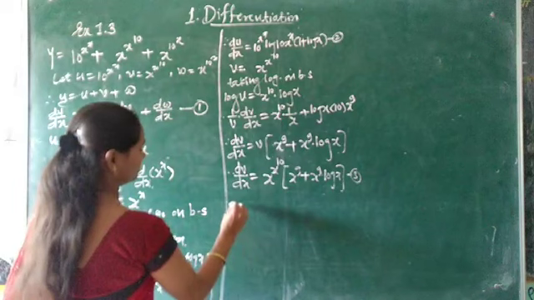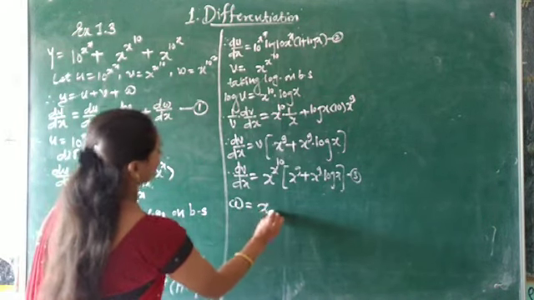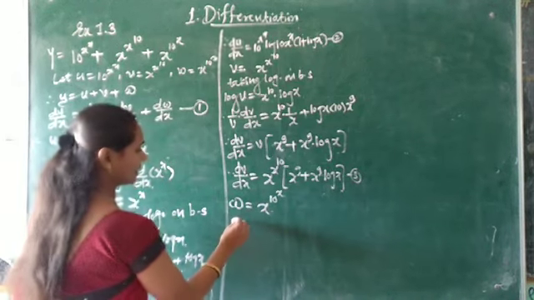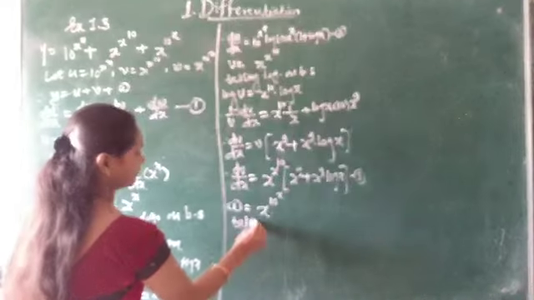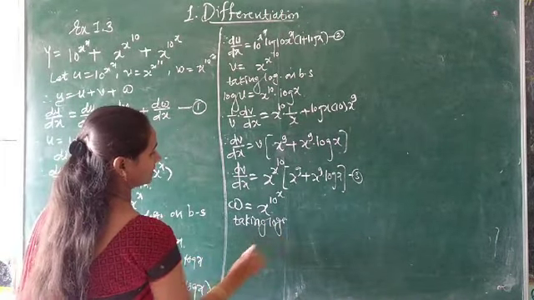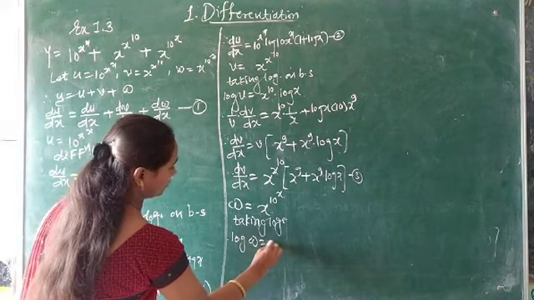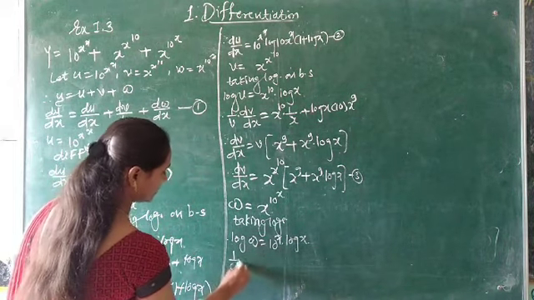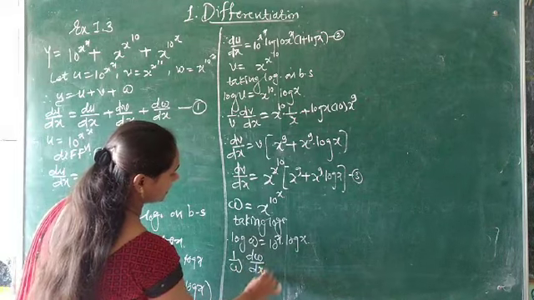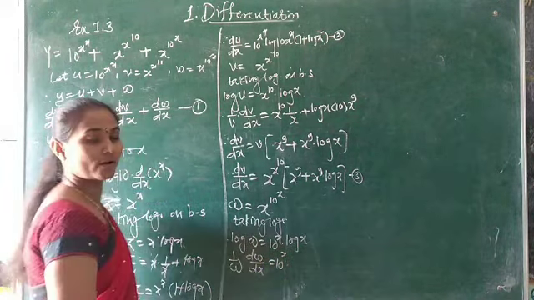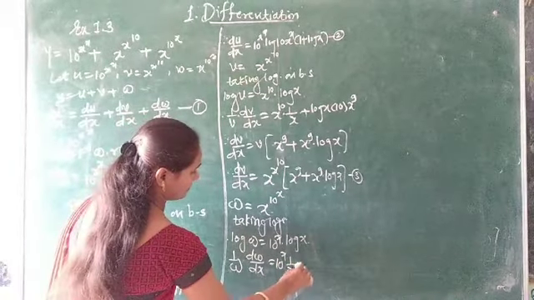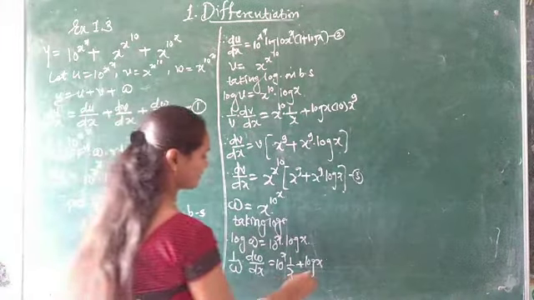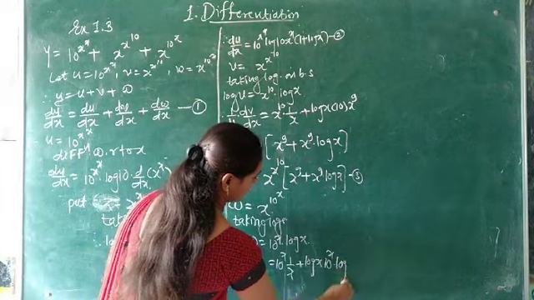Next one, w is equal to x raised to 10 raised to x. Again we can't take the derivative, so take logarithm. Taking logarithm, log w is equal to 10 raised to x into log x. Differentiate: 1 upon w, dw by dx is equal to 10 raised to x times the derivative of log x, which is 1 upon x, plus log x as it is times the derivative of 10 raised to x, which is of the form a raised to x. Then the derivative is 10 raised to x into log 10.